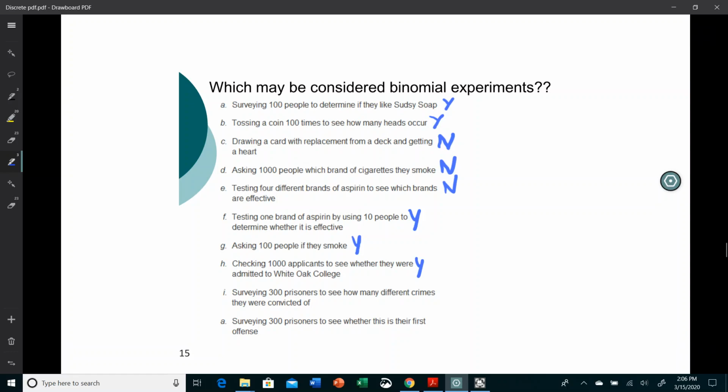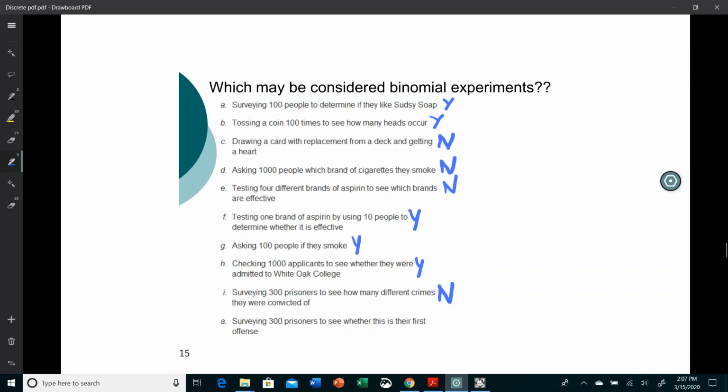Surveying 300 prisoners to see how many different crimes they were convicted of. Is that a success, failure? Does each prisoner constitute a success or failure trial? No. For each prisoner, the question is how many crimes. So this is not repeated applications of a success or failure, two-outcome type of experiment. So this is going to be a no.